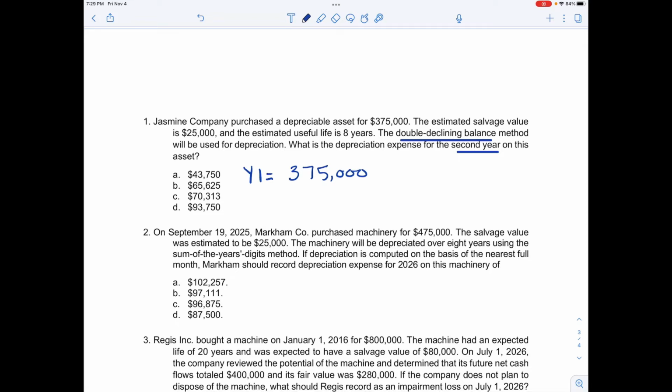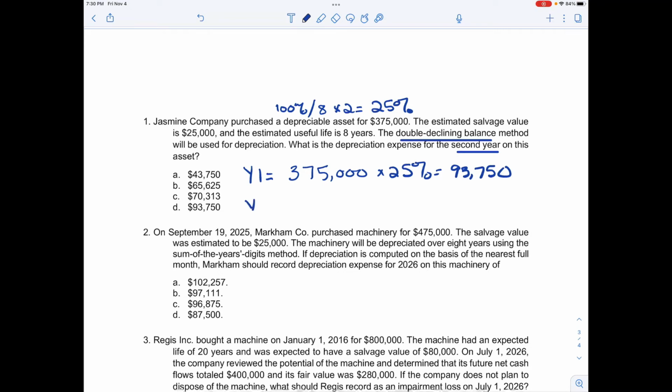We should calculate the depreciation rate, which I'm kind of jumping ahead of the game here. So if I take that 100%, divide that by 8, and times it by 2, that gives me that depreciation rate, which I did not write down. I just did the math beforehand. Oh, I did. It's 25%. All right, so if I take that 375, multiply that by 25% in year one, that comes to 93,750.